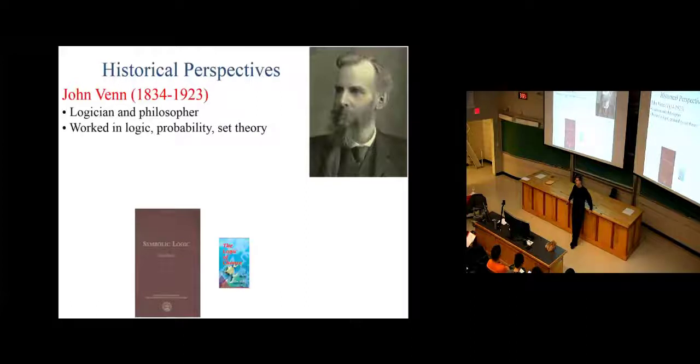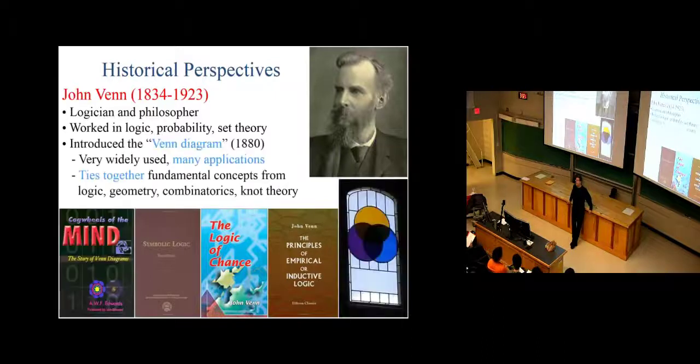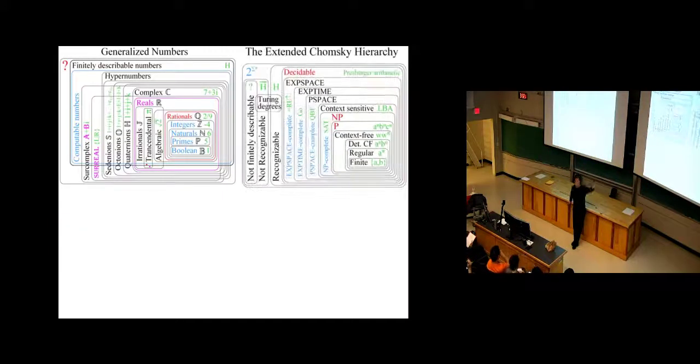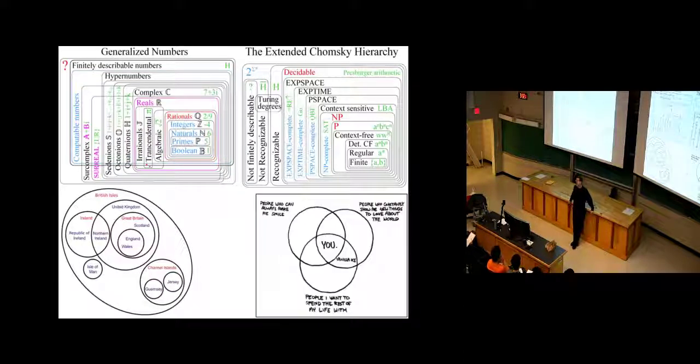John Venn pioneered set theory back in the mid-1800s. And set theory is very, very ubiquitous, very fundamental to every other field that there is, including computer science theory, as you well know from the theory class that many of you are taking. And he also pioneered combinatorics and logic. He came up with this famous Venn diagram type of way of pictorially or geometrically depicting graphs. So for example, the Chomsky hierarchy is a Venn diagram, you know, so is this kind of generalized number depiction of different classes of numbers and their subset relationships.